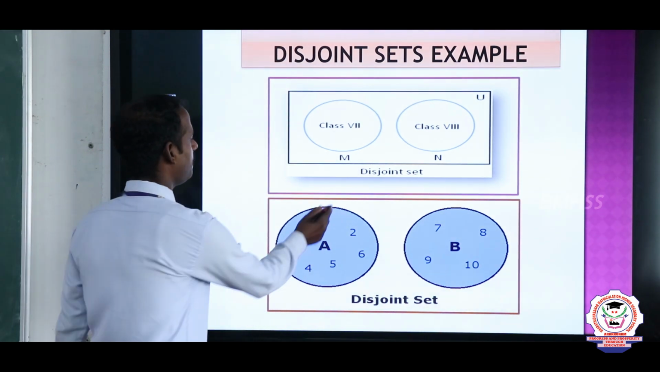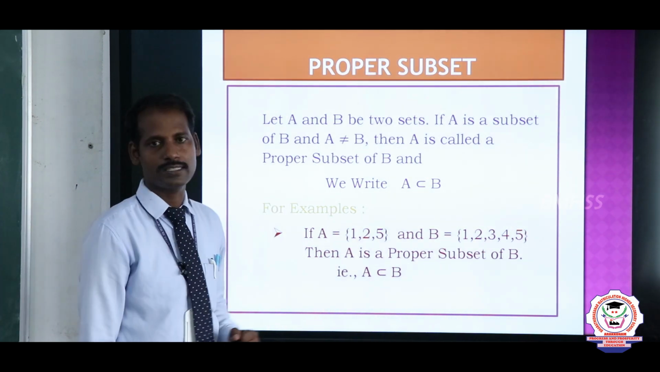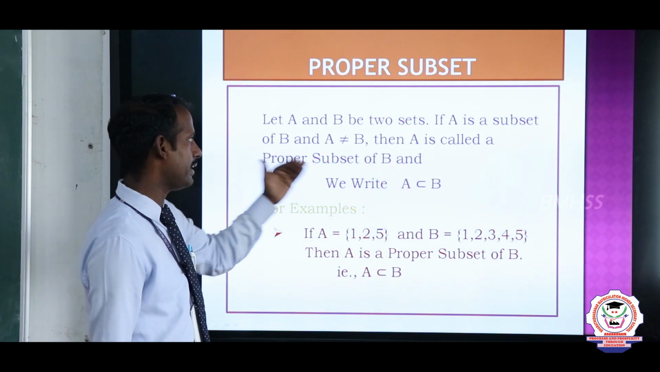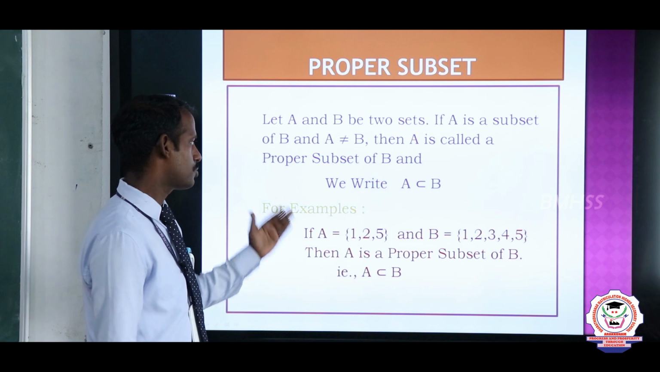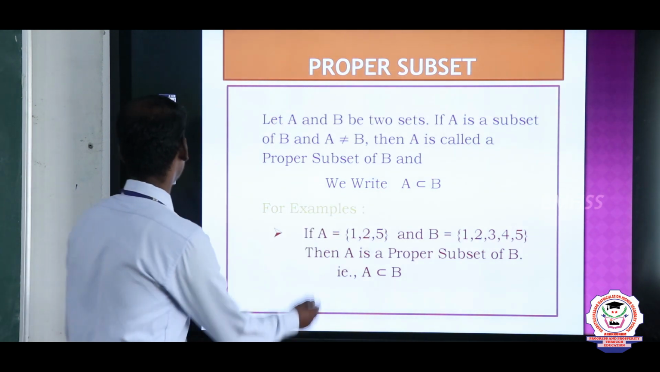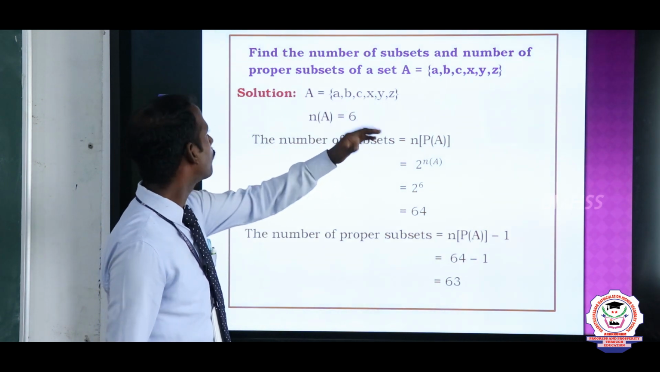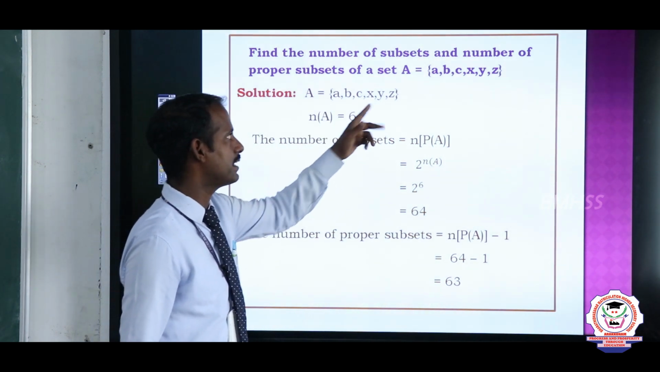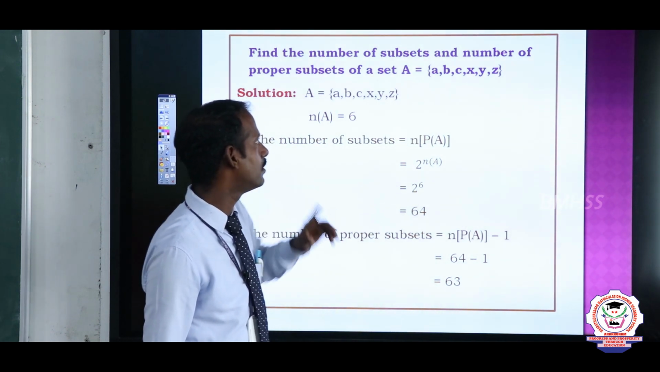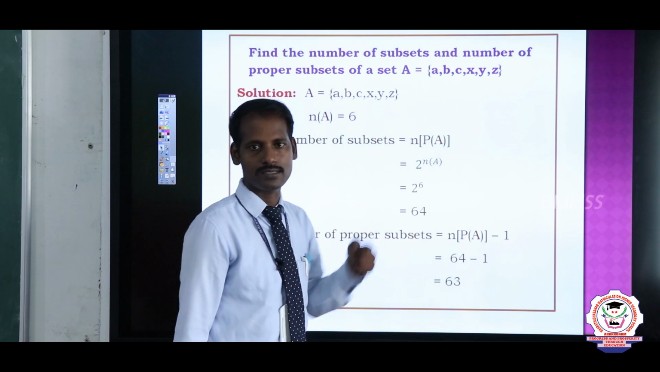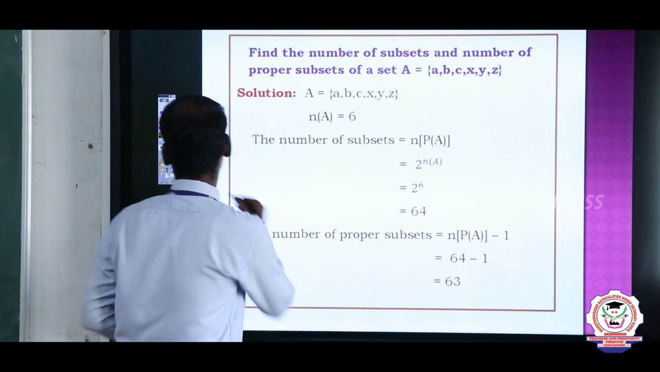The next concept, proper subset. Let A and B be two sets. If A is a subset of B and A is not equal to B, then A is called a proper subset of B. Next, find the number of subsets and number of proper subsets of set A. Set A is a, b, c, x, y, z. So we know that there are 6 elements. So how to write the subsets? Null set first, then the elements.